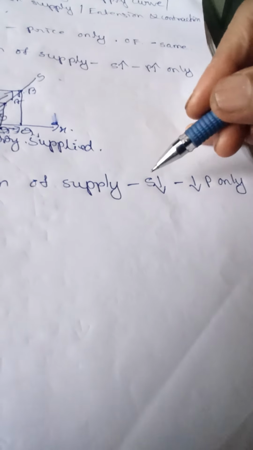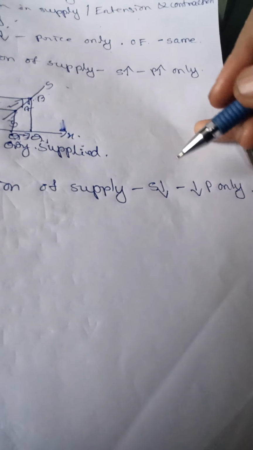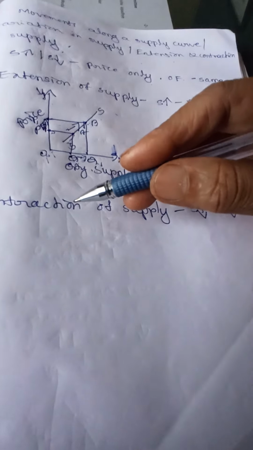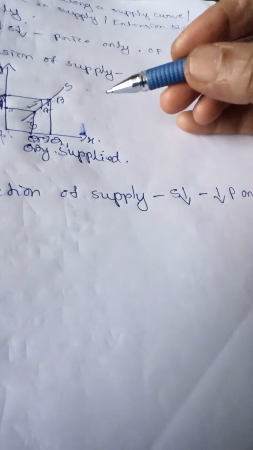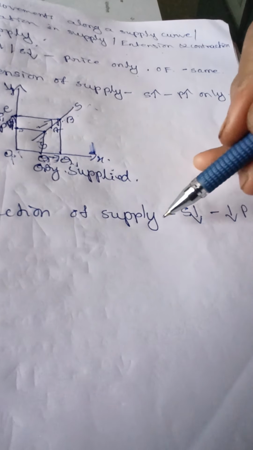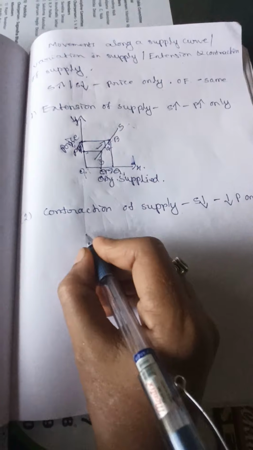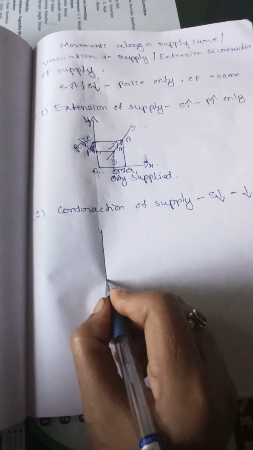Why? Because you will not get more profit. Profit is less, so the supply of the product is less. Other factors will not change. So this is called contraction of supply. It is just the opposite of extension of supply. So the same situation you have to show with the help of a diagram.